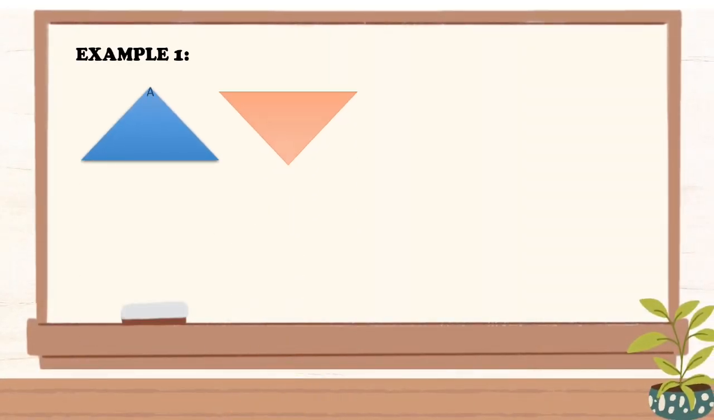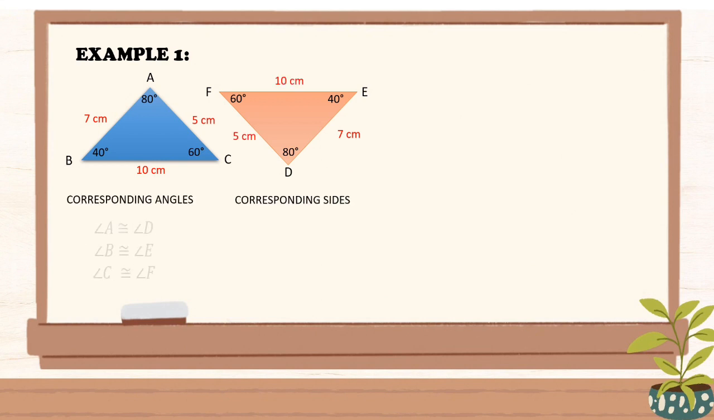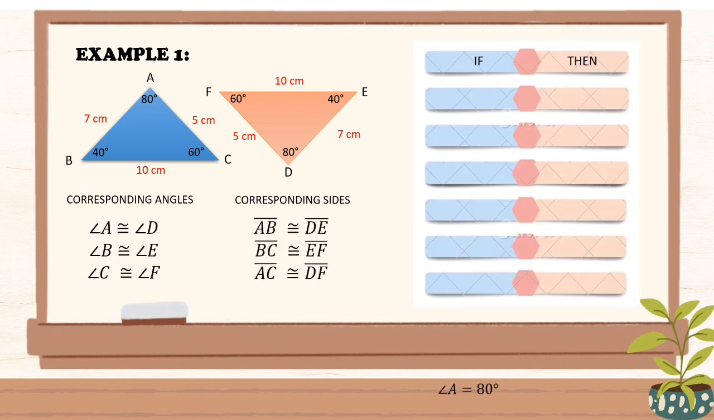Another example, from these sets of corresponding congruent sides and angles, we are given now the corresponding angles and sides that are congruent. We have here triangle ABC and triangle DEF. So let us complete this table. Angle A is equal to 80 degrees. Since they are congruent, angle D also is equal to 80 degrees. Angle B equals 40 degrees and angle E equals 40 degrees also. Angle C is equal to 60 degrees and angle F is equal to 60 degrees.